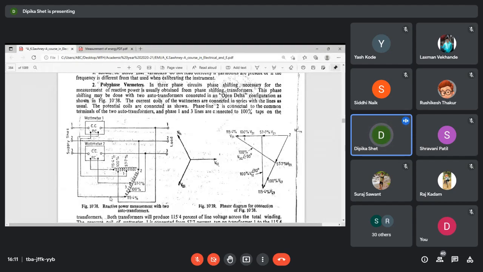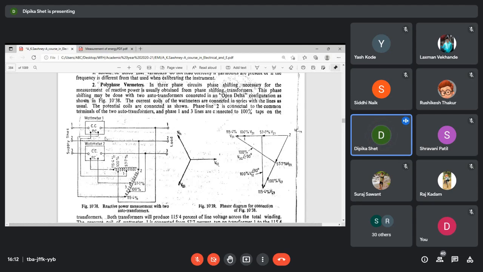So here we are using two single phase auto transformers, and these auto transformers are connected in open delta configuration like this. See how these are connected. Here, this is our first wattmeter, this is our second wattmeter.